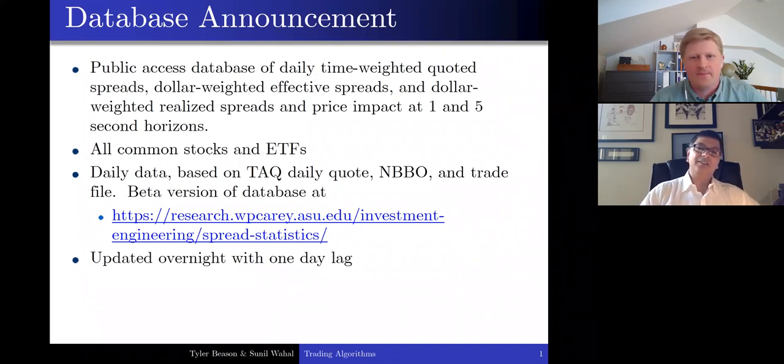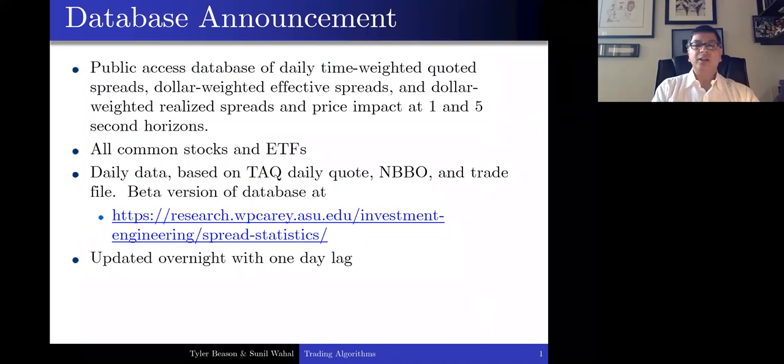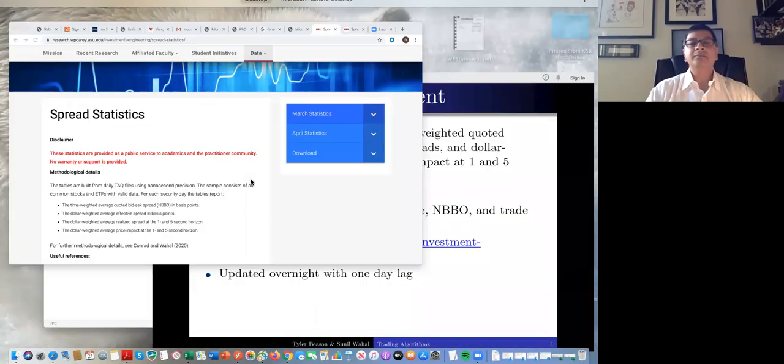So let me take 30 seconds to talk you through where this database resides that Björn very graciously discussed. The link is on your screen. It's essentially a public access database of daily information, as he mentioned. It's going to include all common stocks and ETFs, and the beta version of the website is up already. I'll show it to you in a second. And it will be updated overnight with a one-day lag. So today should contain yesterday's information once we have everything complete.